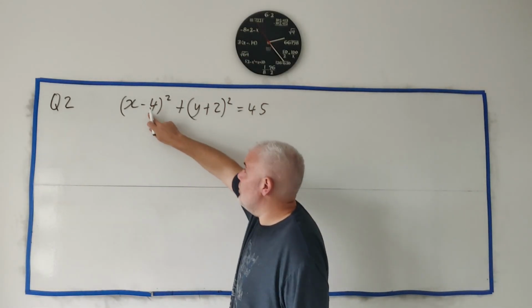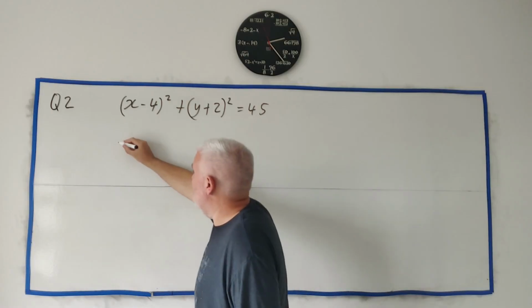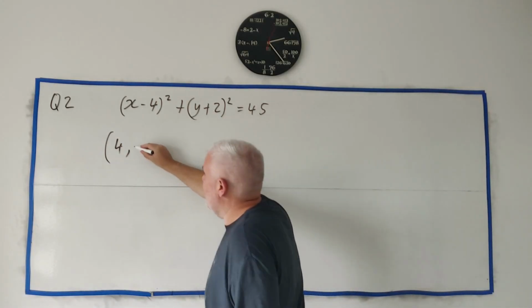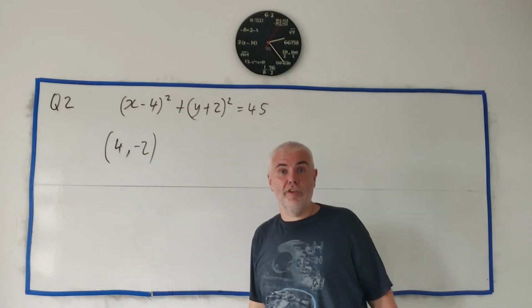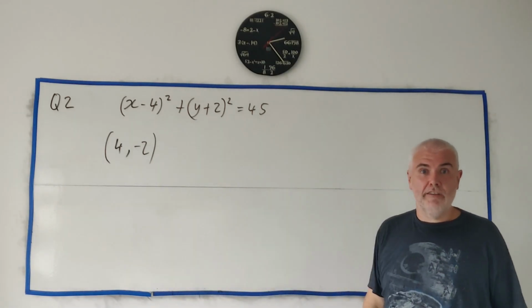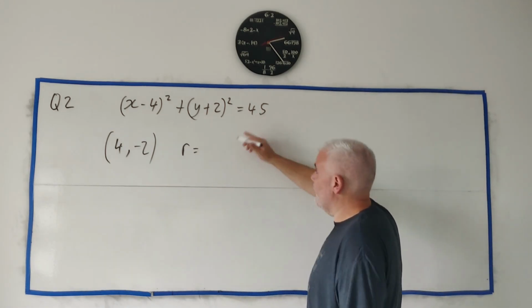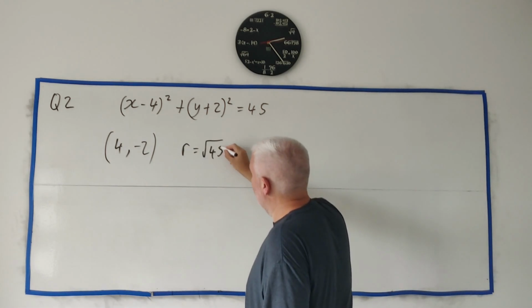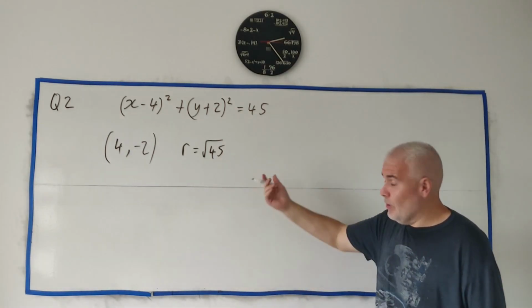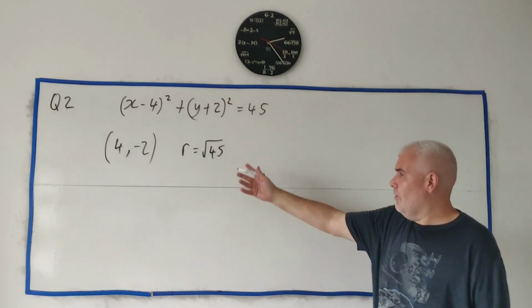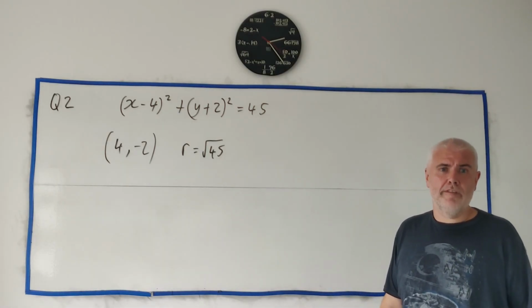It's minus this number is the x value of the centre. So that's 4. The centre is 4 and minus this number, minus 2. That's the centre of a circle when the equation is written out like this. And the radius is equal to the square root of this number over here. Go ahead and leave it as that. I guess you put it in a calculator and use a few decimal places, but they didn't ask for that, so I would just leave it as square root of 45.